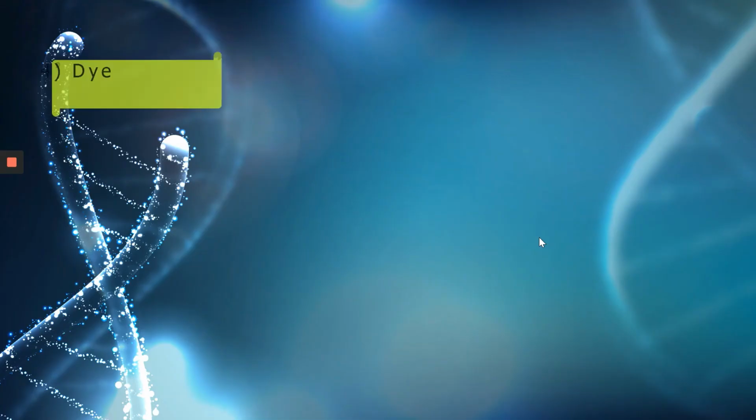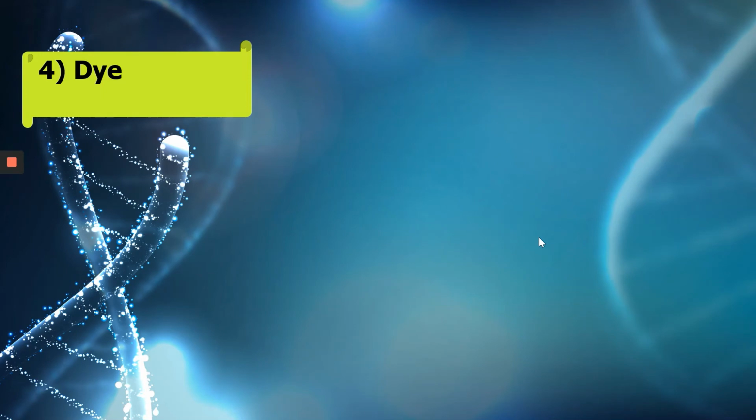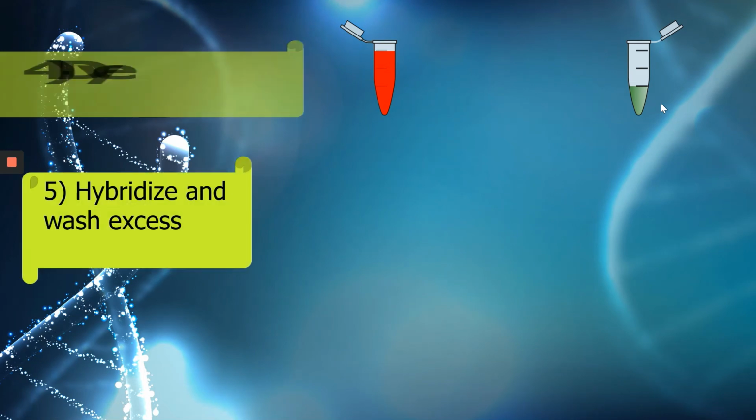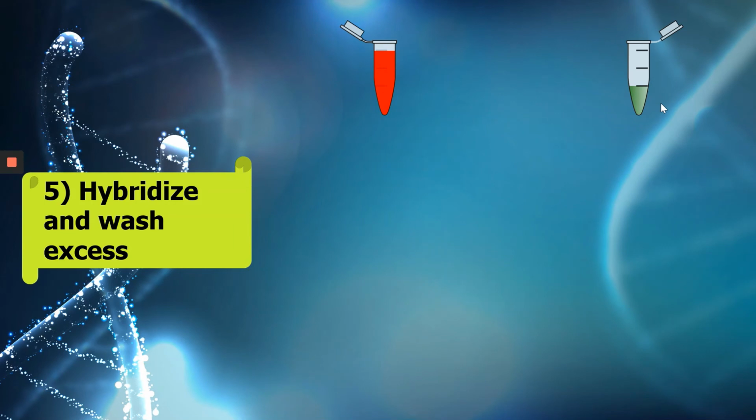So the next step is dye. We will dye both of these tubes with different colors. In this experiment, I dyed the gray hair tube on my left with a red dye, and I dyed the black hair tube with a green dye. After that, we mix both tubes, hybridize it, and wash the excess off the microarray.